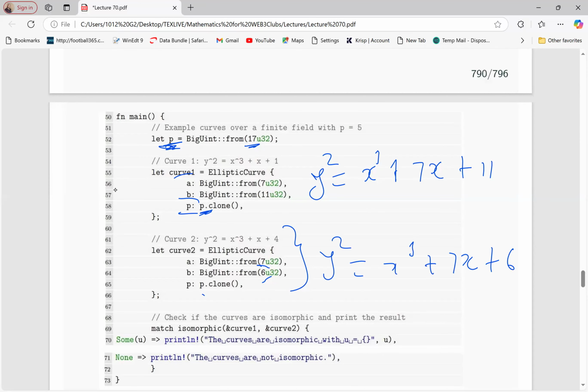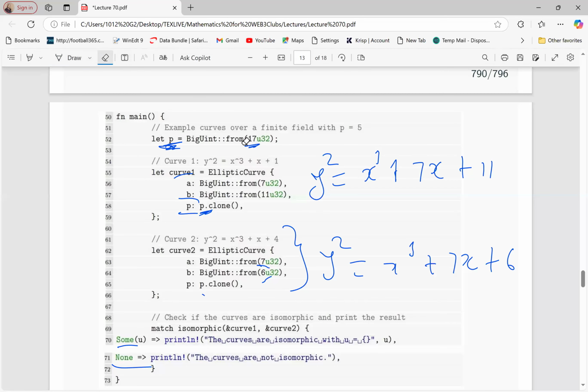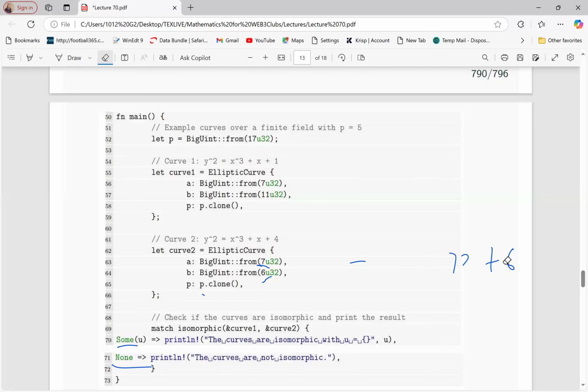Then it should print u if that u exists. If a u exists, it must print u for me. And if it doesn't, it must tell me that none exists. There is no u, and therefore the two curves are not isomorphic. But if that u exists, then it must print the u and tell me that the curves are isomorphic. So I just want to share the code. We look at it, we see how it runs, and then again we can try to explain how it works, just in case there's anybody that did not follow.